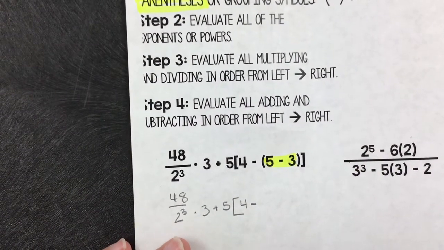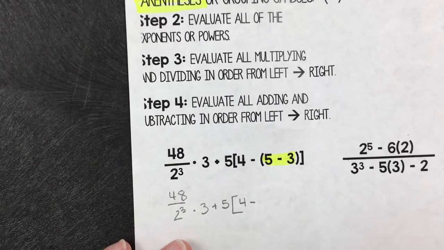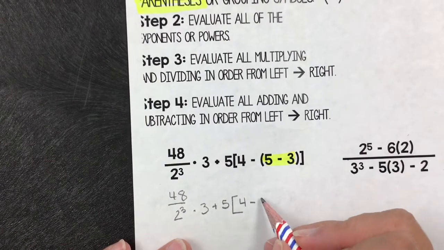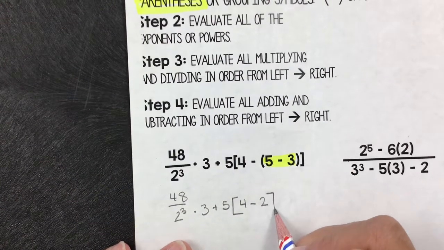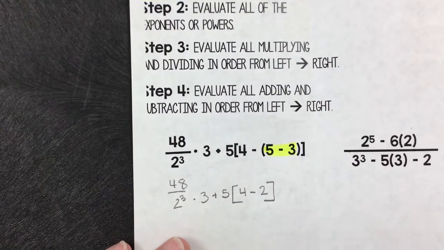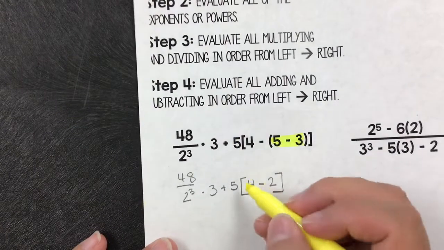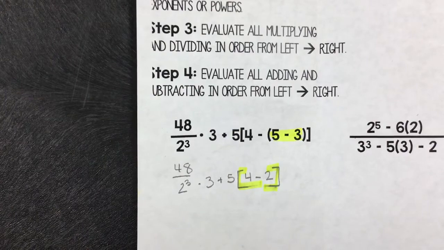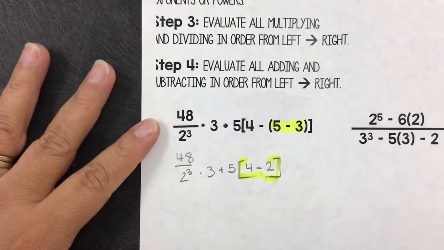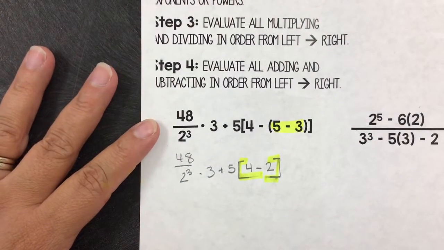5 minus 3 is 2. We don't need parentheses anymore because we're not multiplying. So we're going to just write the 2 and then the brackets. This right here is still grouping symbols, so that's what you're going to do next. What you don't move or change, you're going to go ahead and leave.